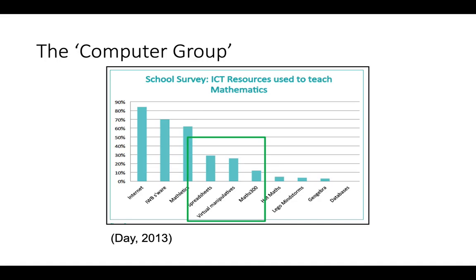You can see that the next three most common uses of technology in Western Australia at the moment were spreadsheets, virtual manipulatives, and Maths 300.